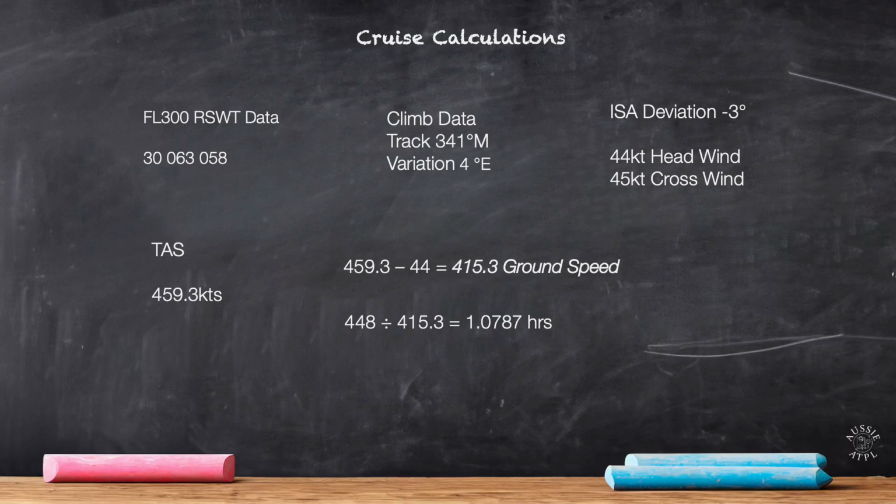Now to find our time in the cruise, we take our distance divided by our ground speed, and that'll give us a time of 1.0787 hours. Make sure to keep these decimal points in there, very important, otherwise you can lose whole minutes if you don't. I like to go to 4 decimal points for our hours in this case, because when you times them by 60, we get 64.7 minutes.